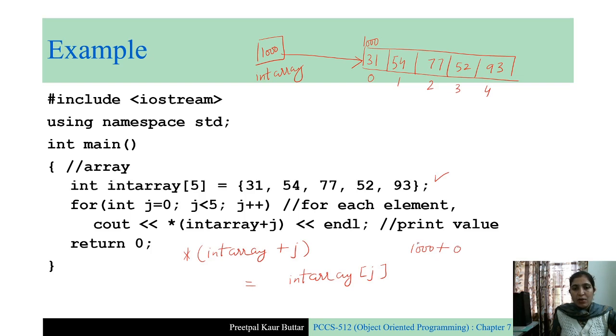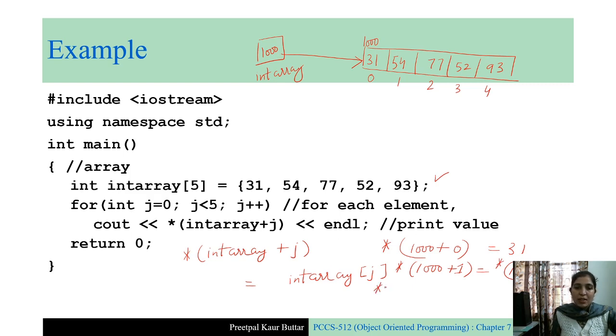Initially it is 0, so it will print the value at the 0th element, that is 31. Then when we increment j, it means now 1000 plus 1, means it will move to the next element. Okay, and actually not 1, it will add the size of one element. What is the size of one element? Size of one integer is suppose 2. So it will give us the value at the next element, that is 54.